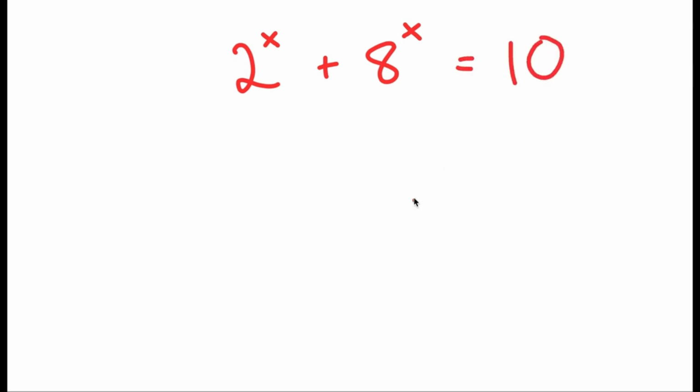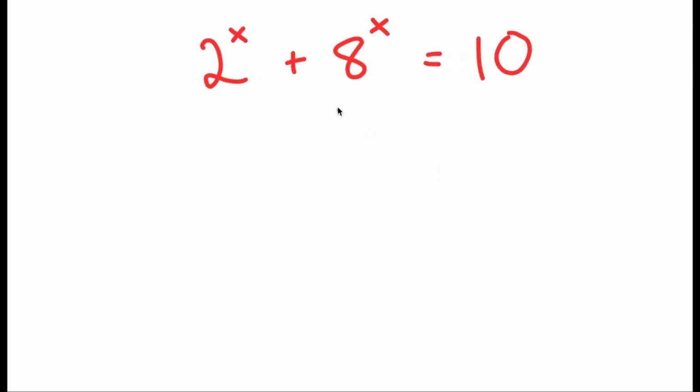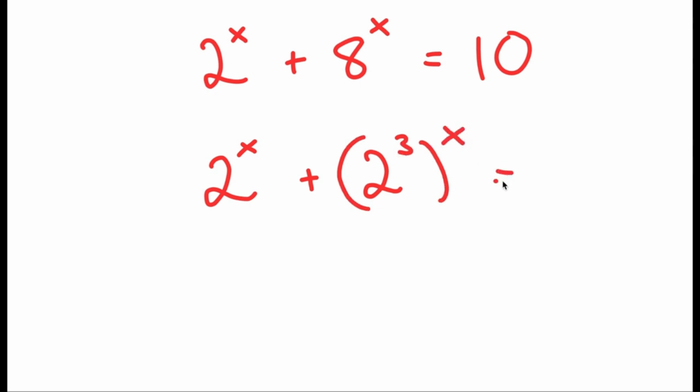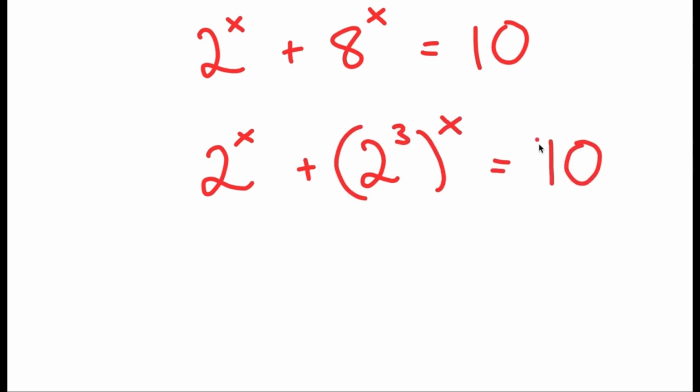Alright, so in this video, I'm going to solve the equation 2 to the power of x plus 8 to the power of x is equal to 10. So to solve this, I'm going to first start by rewriting 8 as 2 to the power of 3. So I get 2 to the power of x plus (2 to the power of 3) to the power of x is equal to 10.